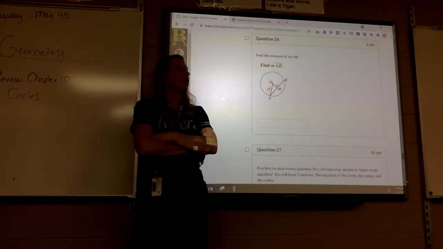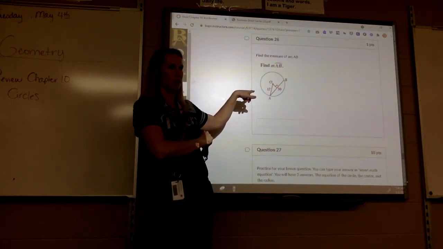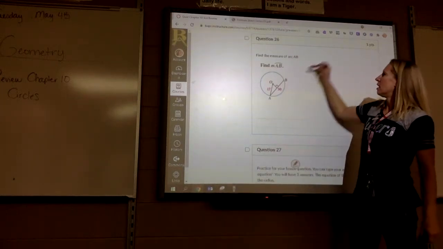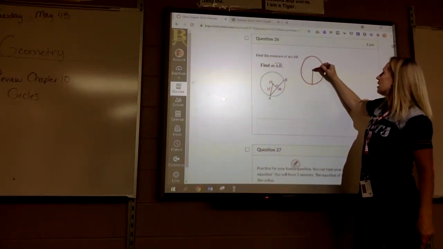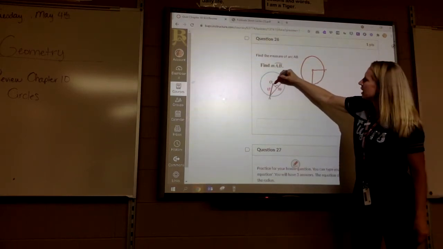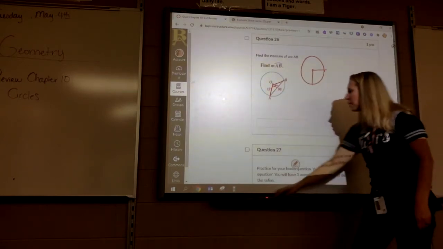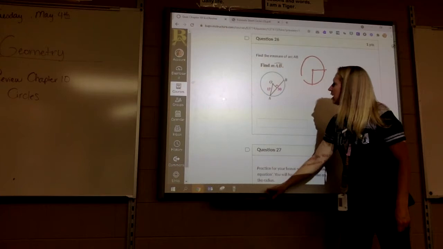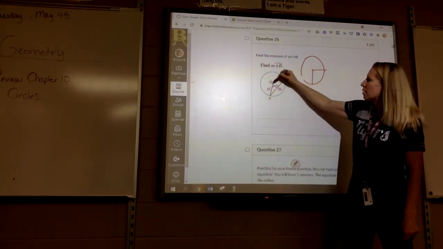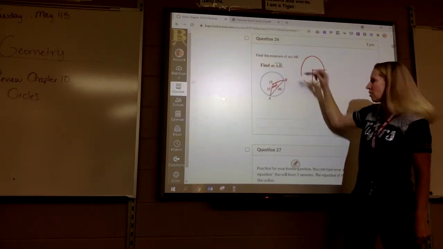Go to number 26. Number 26, we have to use trigonometry. So I want to go over that one, and you will have one like this on the test also. So I want to find arc AB. And remember, the central angle and the arc are the same. So if I could find this angle right here, I would know what that arc is. So I'm going to use trigonometry to find this top angle right here, and then I'm just going to double it to get that entire central angle. And that'll give me the arc.